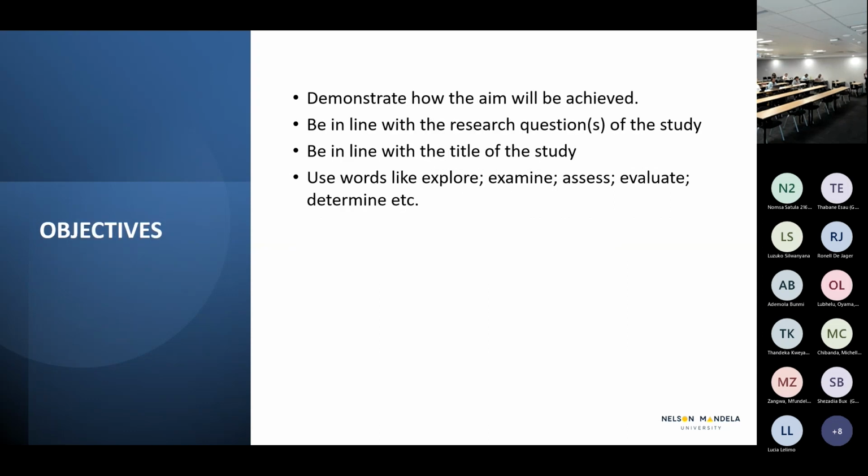Objectives are often difficult for people to work with, but essentially the objectives are there to show how the aim will be achieved. And sometimes, especially with qualitative research, it's difficult to present the objectives in a way which is convincing and not repetitive, because it's not meant to be identical to the aim. Quantitative research is easier because if you've got very specific variables, you can say, if I am able to address these variables, it will help me to answer the aim.